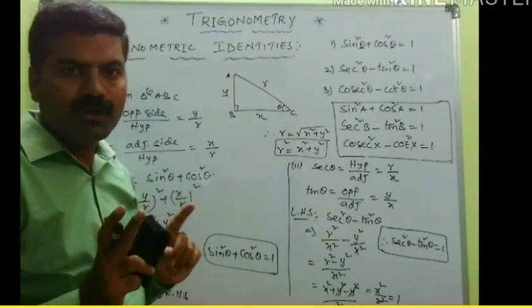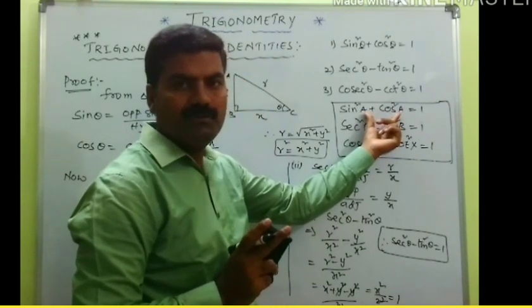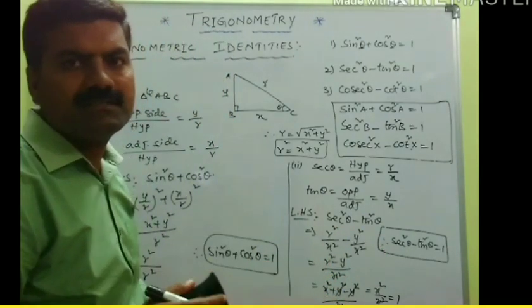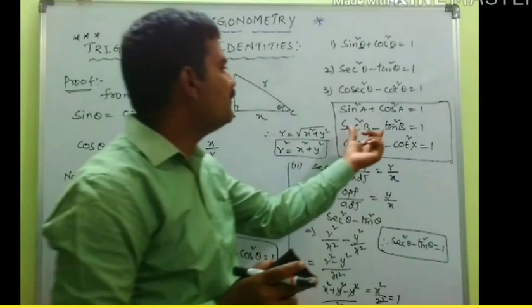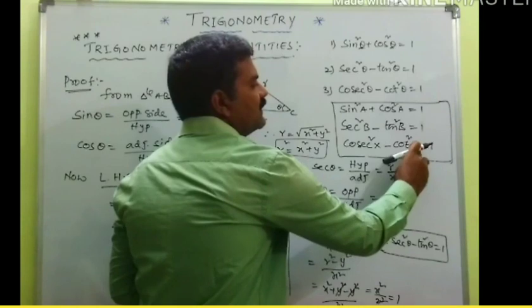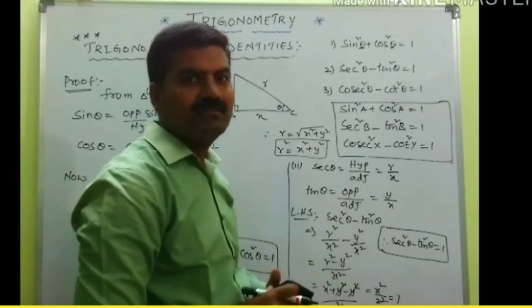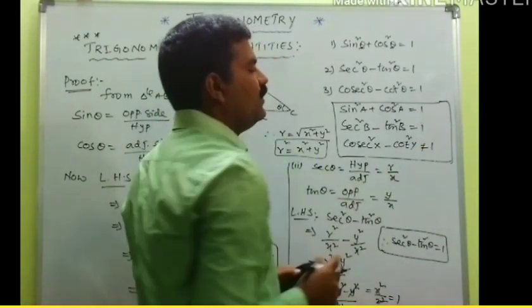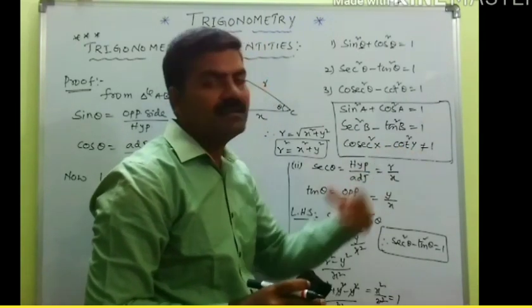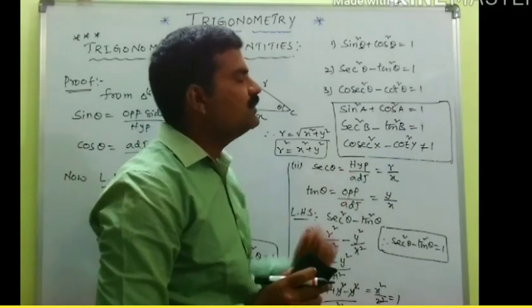The only thing you need to observe is that both functions have the same angle. Let it be A, B, X or Y, no problem, but both functions must have the same angle. My dear, suppose it is like this: cosecant square x minus cot square y. Now is it 1? No, it is not at all 1. Why? Because here the angle is x and here the angle is y. Only if both have the same angle is the identity true.